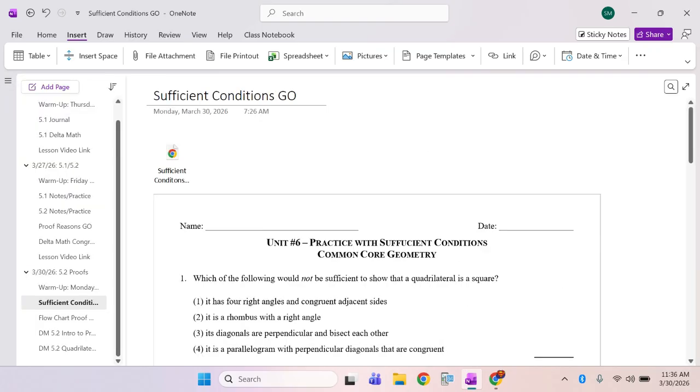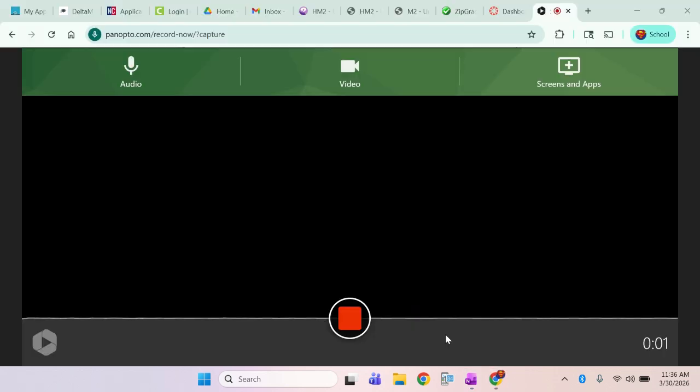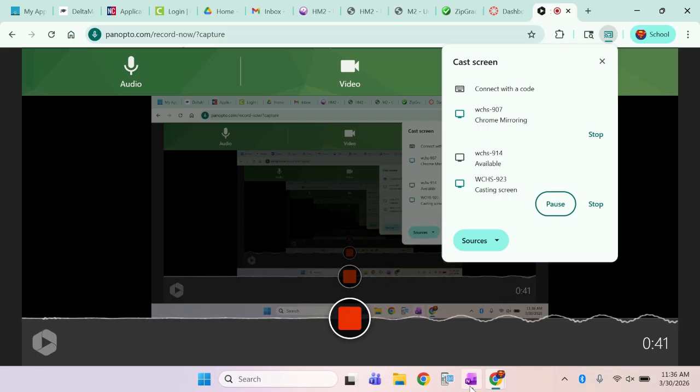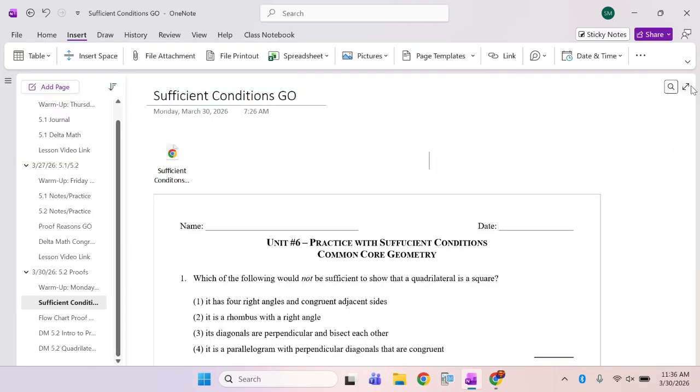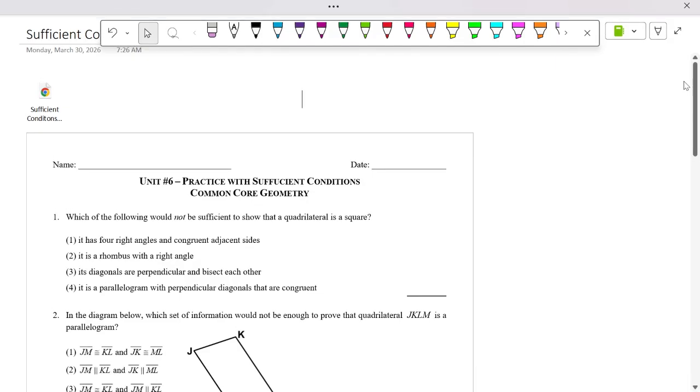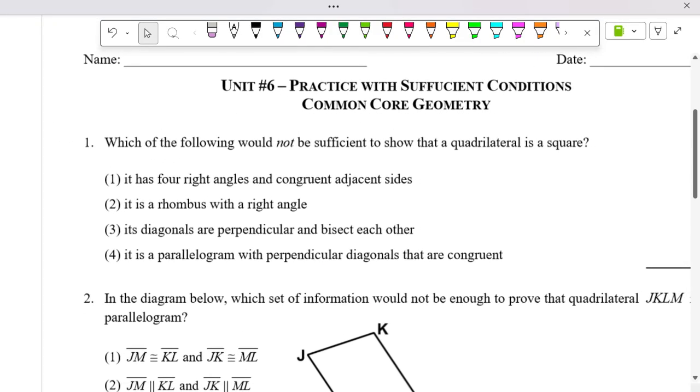All right. Now, that's what sufficient conditions talks about. So that's that first graphic organizer. It's just to get you thinking about whether we have enough information to say that something is a specific type of quadrilateral. All right. So let's just look at this. This should be pretty quick.